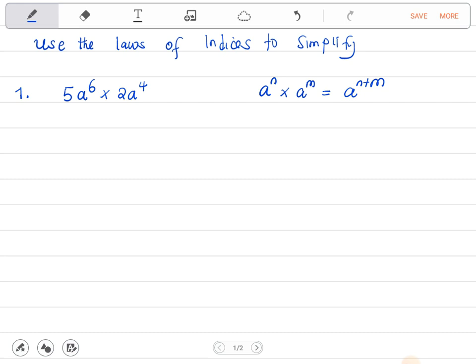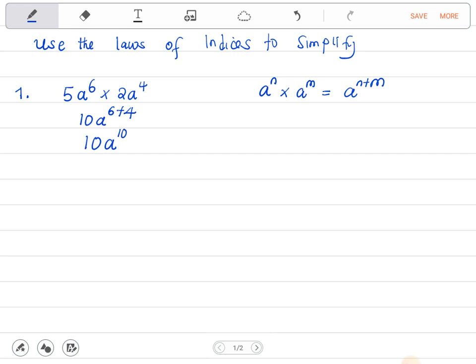So let's do this one. 5 times 2, we get 10. Now following this one, we're going to get a, then we say 6 plus 4. So it'll give us 10a to the power, guess it, 10. That one is done.